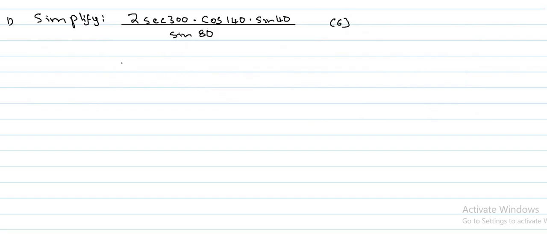Let's look at the first question. The question says simplify: 2 sec 300 multiplied by cos 140 multiplied by sine 40, divided by the sine of 80. So what you must do is apply everything that we have talked about so far. Pause the video and try it out. If you don't have any idea, it's fine. This will be the first one. So how do you simplify this one?